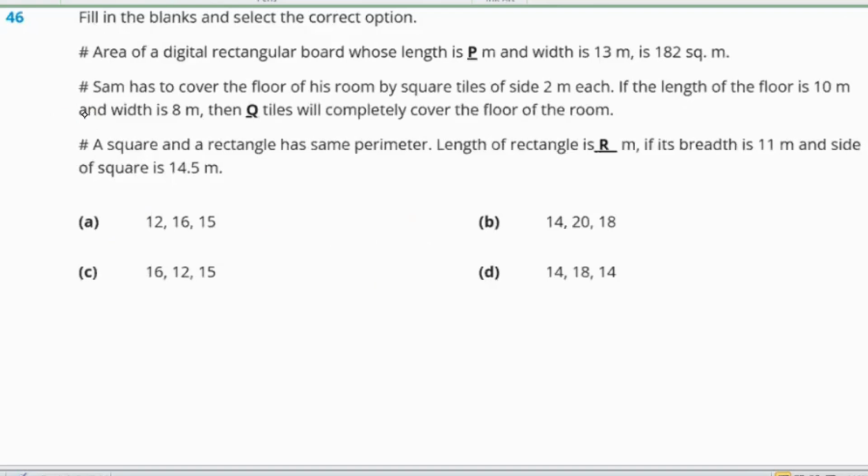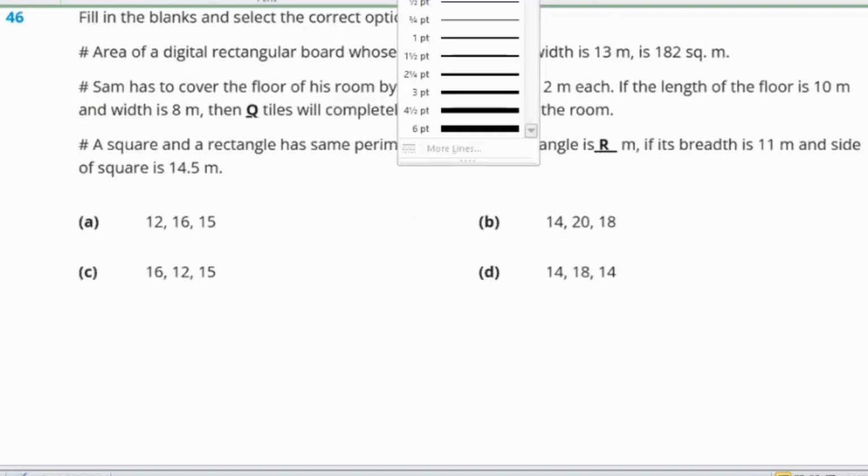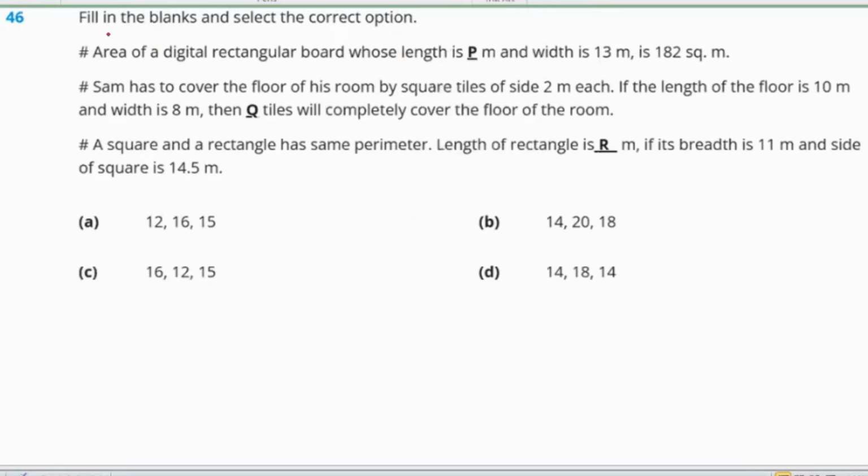Now we are moving towards the achievers section. All the questions carry 3 marks. In the first question, we need to fill in the blanks with the correct option. The first point is saying, area of a digital rectangular board whose length is P meter and width is 13 meter is 182 square meter.